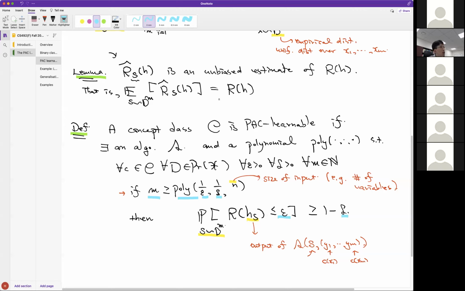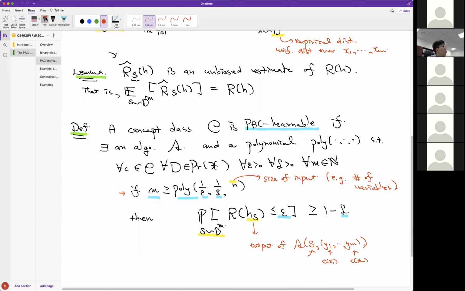Okay, so this is the definition of PAC learnability. It is a property of a concept class, a property of a problem. A concept class is PAC learnable if there is an algorithm and a polynomial such that for any learning scenario, for any C and for any D, and for any required accuracy and high probability of the algorithm, as long as we have polynomially many examples, we can achieve it. That's what this definition is telling us.